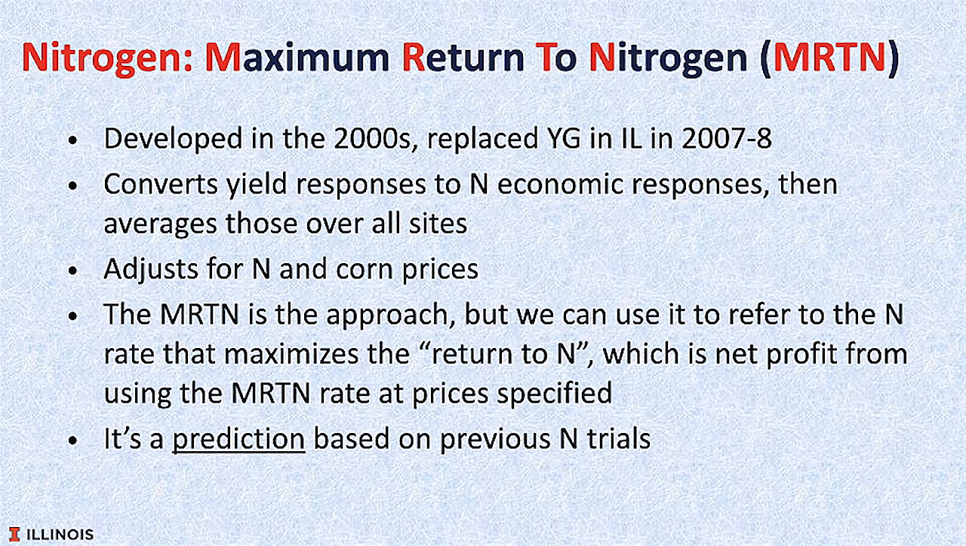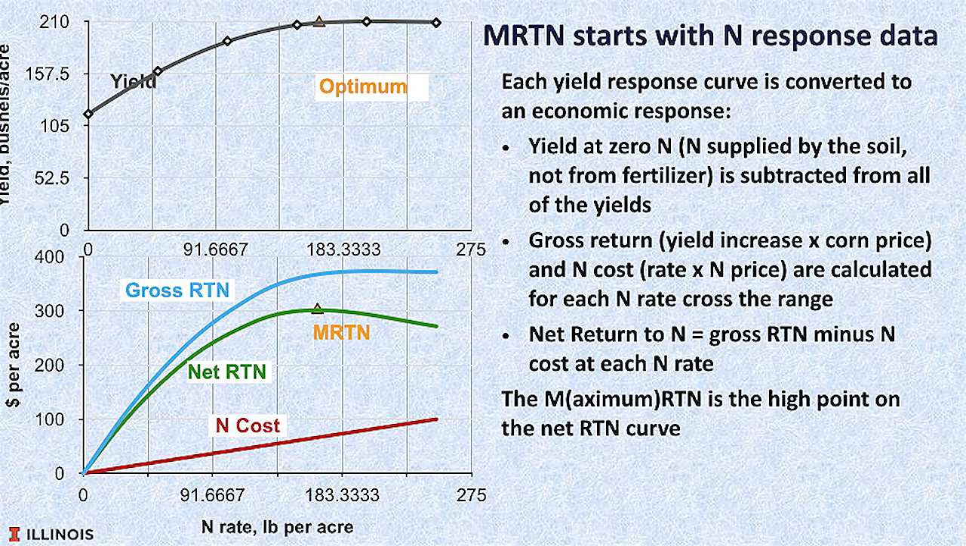It is a prediction based on previous data. So how do we go about this? You can see here on the left, there's a nitrogen response curve, and below that, this nitrogen response curve was turned into a nitrogen economic response. So this is what we do with each set of data that we get. It's converted to an economic response.